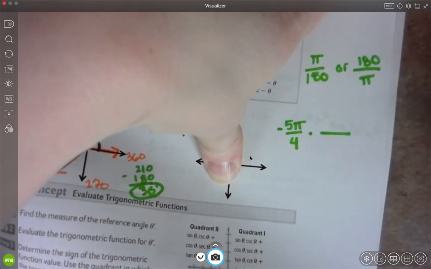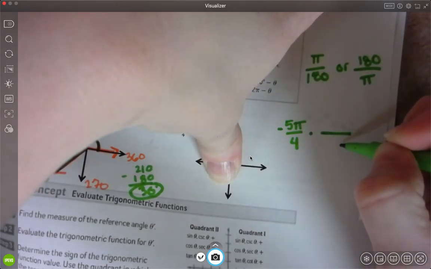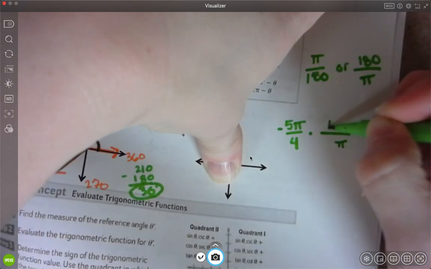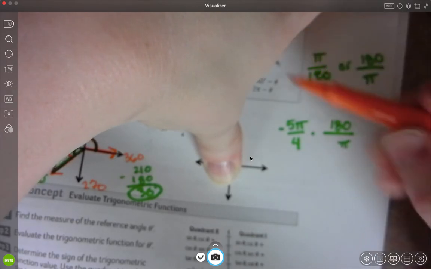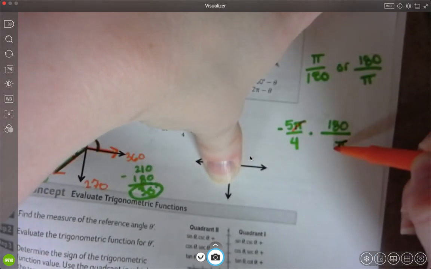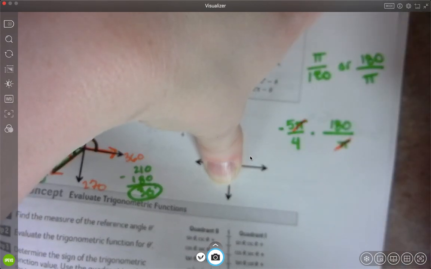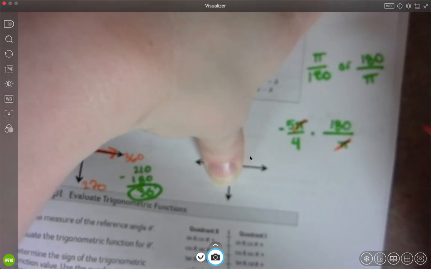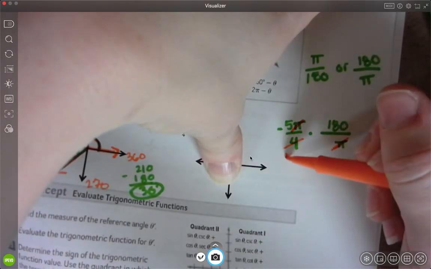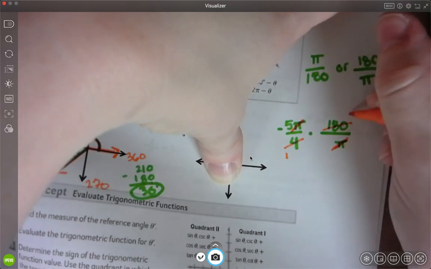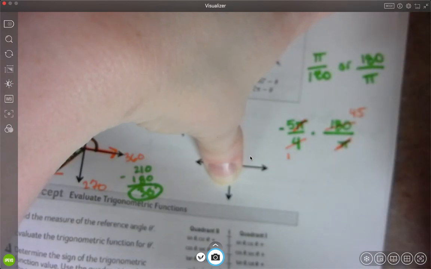I want the pi's to cancel out here. So this pi, I'll have to have a pi here on the bottom, which means I'm going to do 180 over pi. Otherwise the pi's won't cancel. If there's two pi's on the top, they won't cancel, but if there's a pi here and a pi here, then they will. And then 4 and 180 will cross out. 180 divided by 4 is 45 degrees.